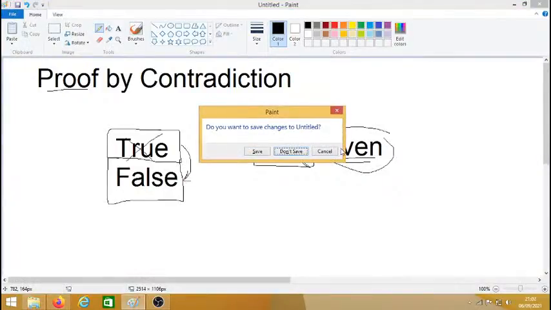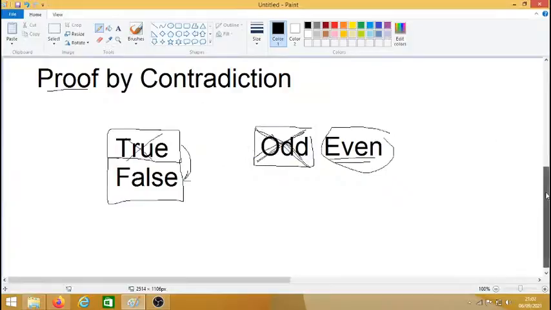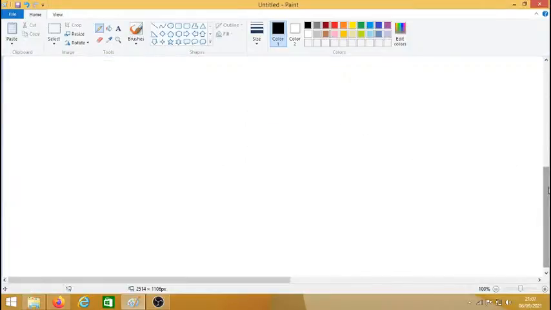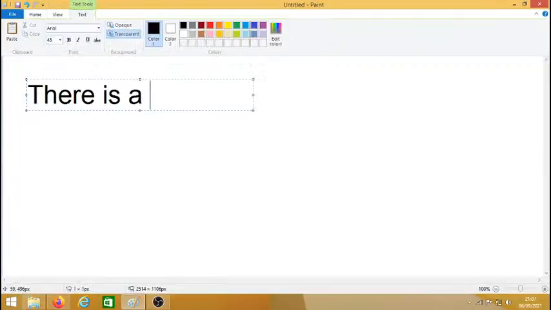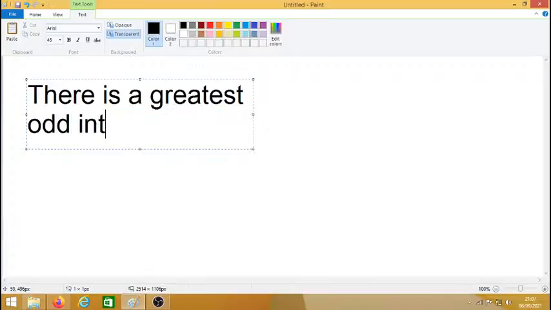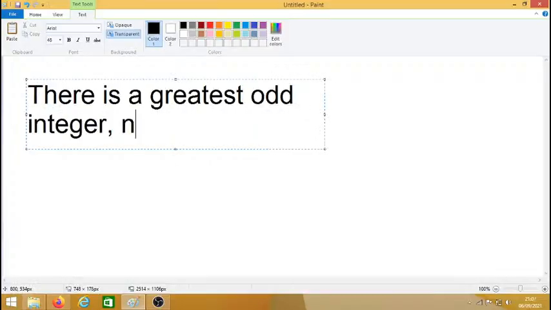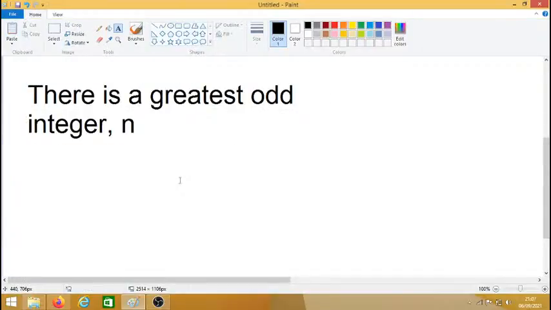Okay, so just keep that in mind, and what we have to prove now is that there is an odd number that is the largest odd number. There is a greatest odd number. We're going to call it an integer, meaning whole number, but we can just read it as a whole number. There is a greatest odd number, and we're going to call that n. That's what we have to prove.